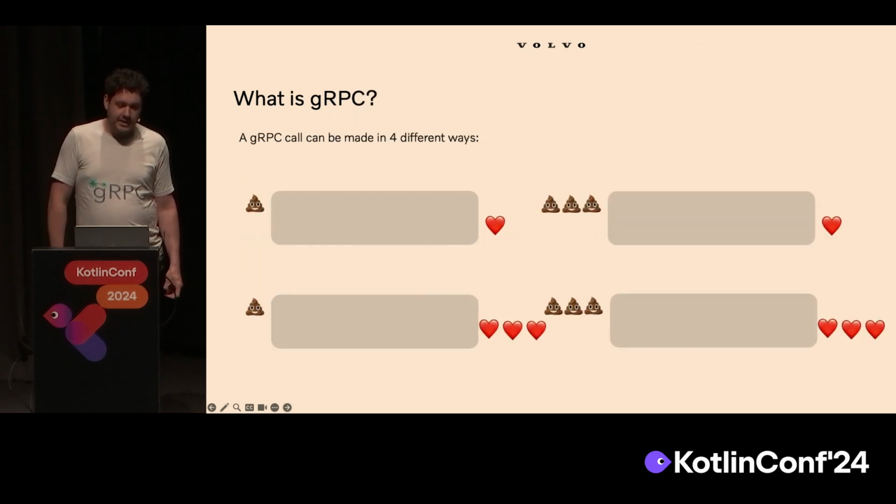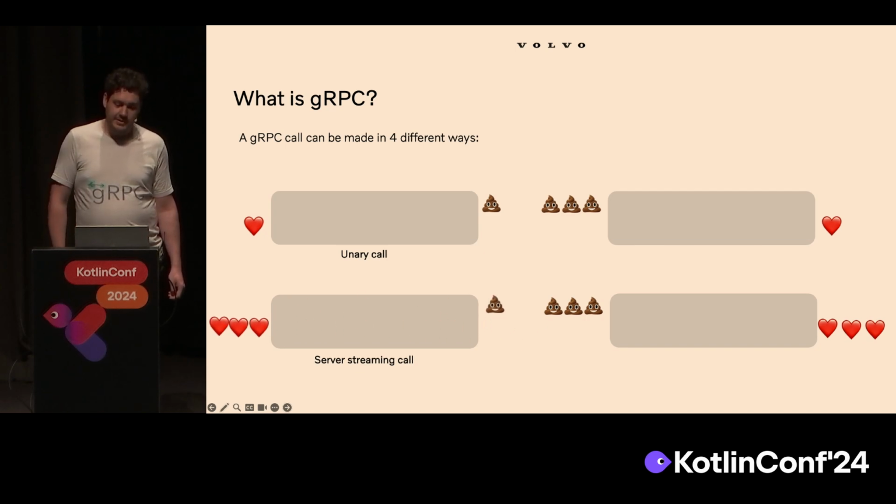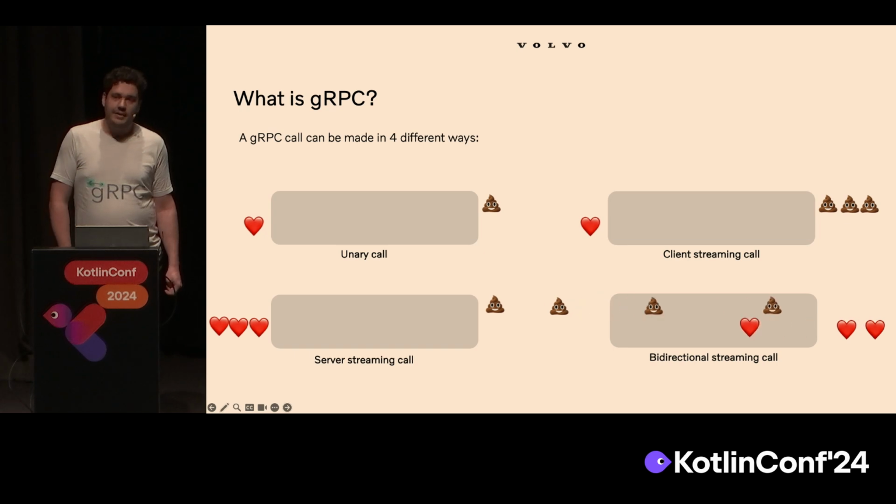But with gRPC, you can define an RPC in 4 different ways. We have the unary request, which is a request and a response. We have the server streaming call, which is a single request followed by several responses. Client streaming, several client messages, a single response. And the bidirectional streaming, which is a stream both ways.